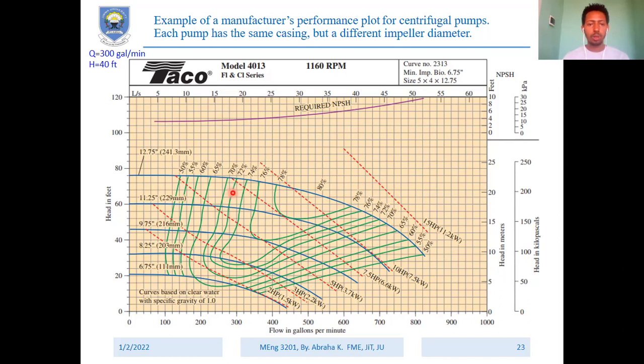Now, one more thing is the required net positive suction head, which is given at the top. This purple color shows the net positive suction head reading. This is important when we look to design in avoiding cavitation, or to make sure the cavitation is minimized.